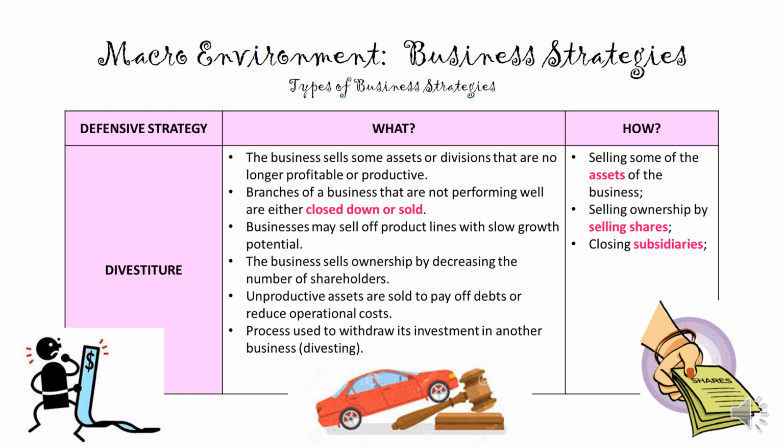All right. A business can also sell ownership by decreasing the number of shareholders. Okay, they have to reduce the number of shareholders. Unproductive assets can be sold to pay off debts. Okay, so if you have machinery standing around in your factory that you're not currently using, you can sell that machinery in order to get an income that you can then use to pay off your debts. All right.